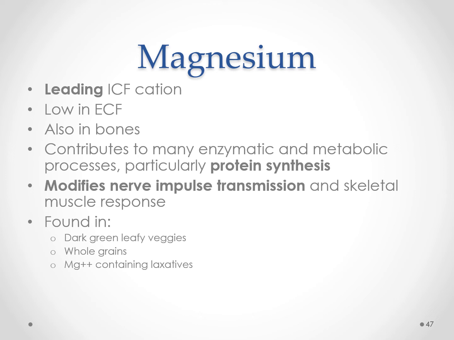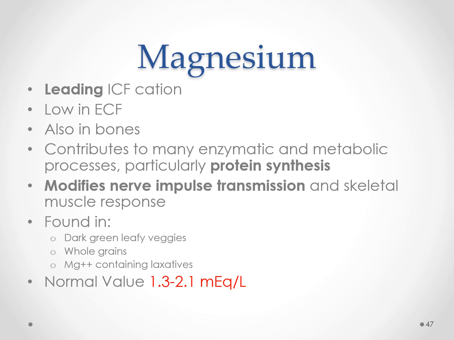It contributes to enzymatic and metabolic processes, such as protein synthesis, so it helps synthesize your proteins, which modifies nerve impulse transmission. So if your magnesium is up or down, your nerve impulse transmission may be up or down, and the skeletal muscle response. Your muscle response is going to be in relation to your magnesium levels.